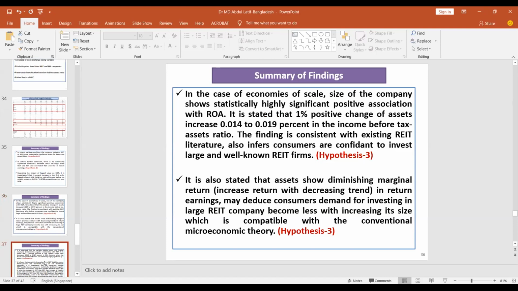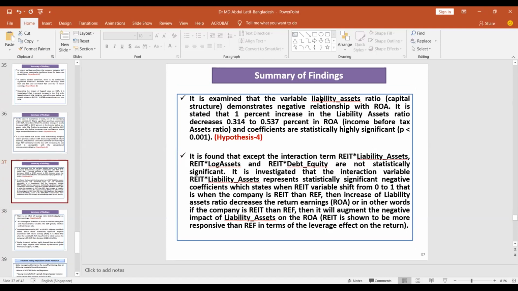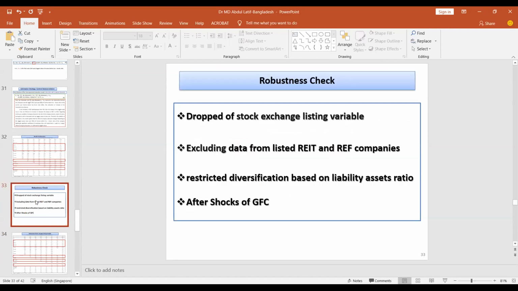And the fourth, the final one, examines the variable liability asset ratio, that is the capital structure. It also demonstrates a negative relationship with the return earnings. A 1% increase in the liability asset ratio decreases ROA by 0.314 to 0.53%. Finally, it is shown that, ceteris paribus, highly levered firms are inflicted with a larger negative shock by the recent global financial crisis. I checked the robustness through the following ways: a draft of the stock exchange listing variable, including data from listed REIT and REIF companies, restricted diversification based on the liability asset ratio, and aftershocks of the global financial crisis in 2008.